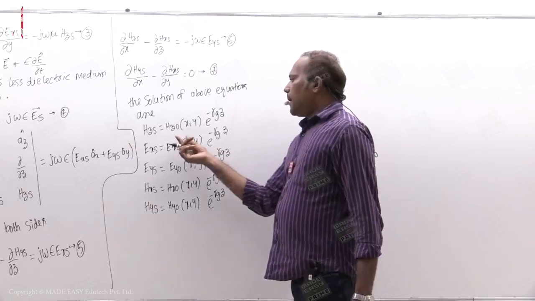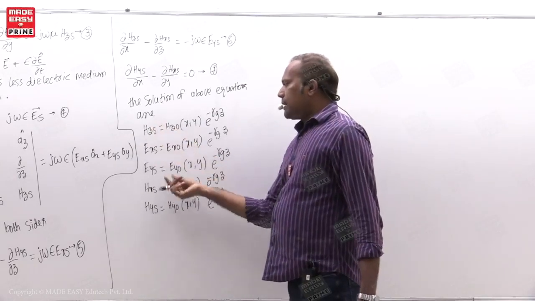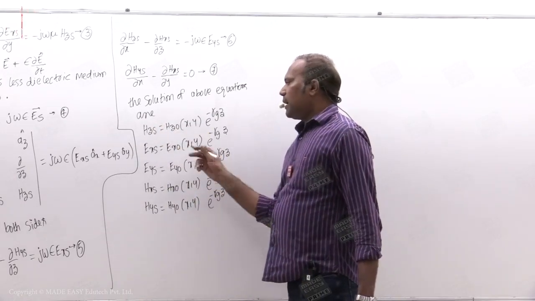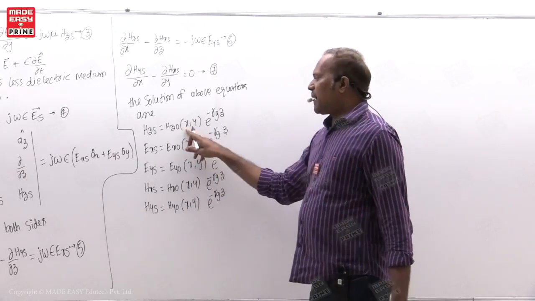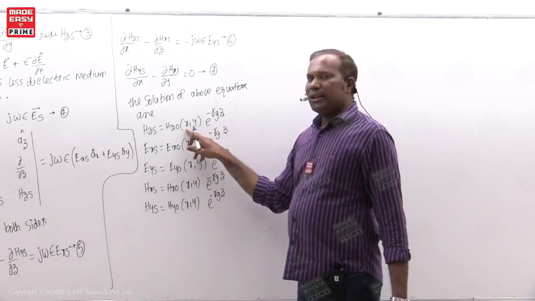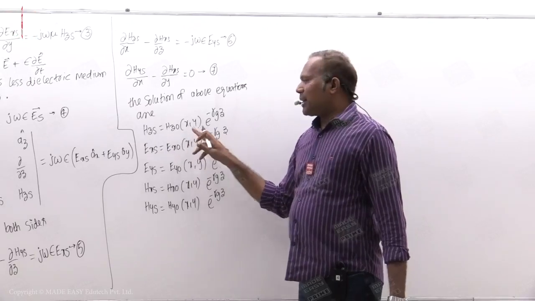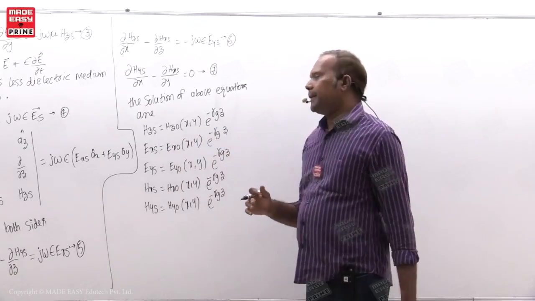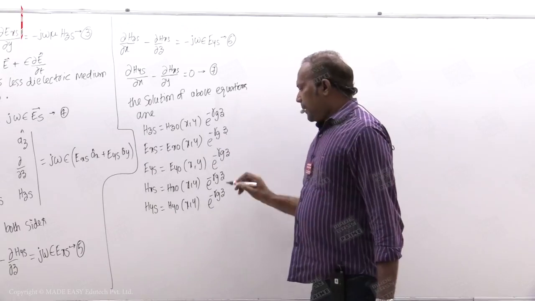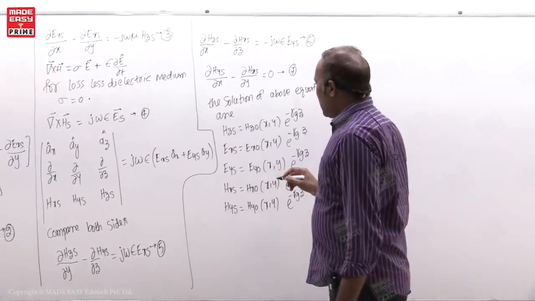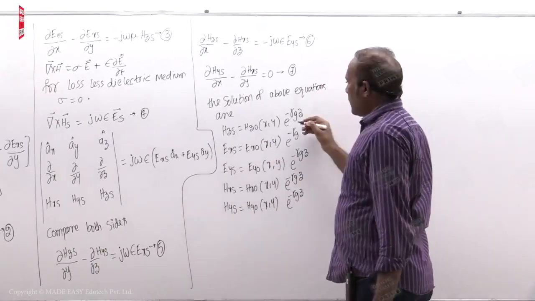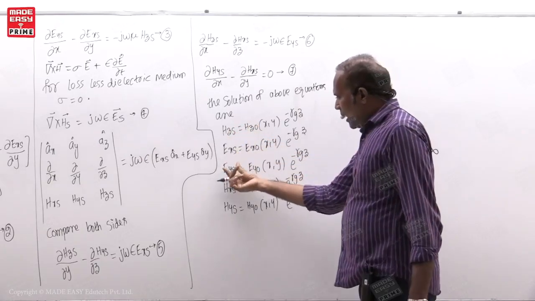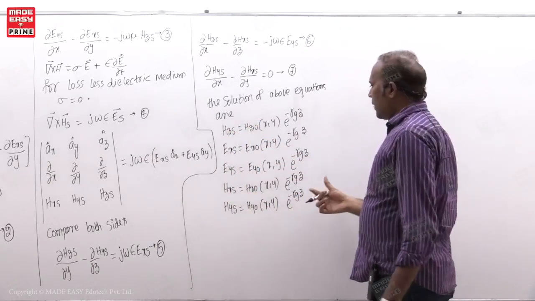So all the field quantities' initial values are functions of x, y. They are functions of x because of conductor walls in x direction. They are functions of y because of conductor walls in y direction. Right. Now, if this is the situation, you differentiate any one of them with respect to z.